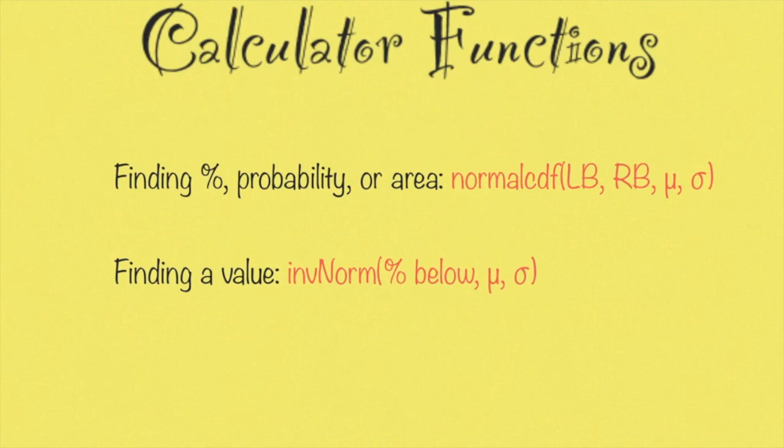And since ain't nobody got time to flip through the pink packet and do out all those calculations, here are the calculator functions. For finding percent probability or area, you use normalcdf: left bound, right bound, mean, standard deviation. Then to find a value, you do invNorm: percent below, mean, standard deviation.